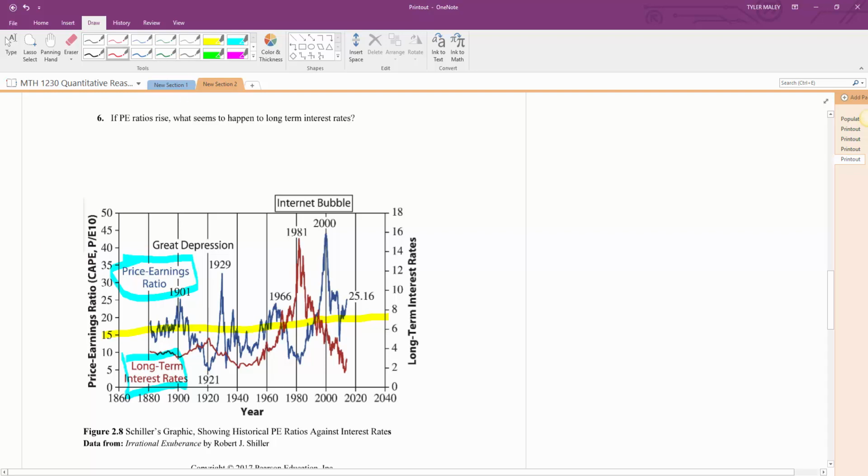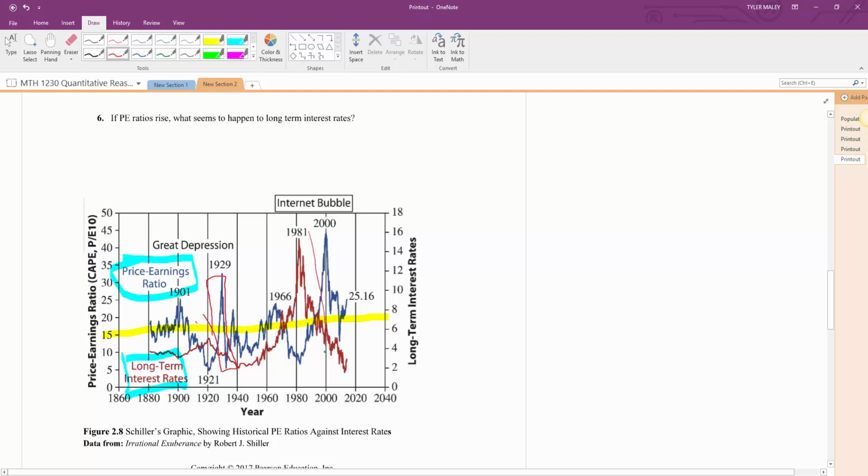So if I look at, for example, this chunk, notice here the blue is PE ratios. That's going up in this range. So let's see what's going on in the red. The red is going down. So the long-term interest rates are going down. Let's see if that seems to happen elsewhere on the graph. So let's find another spot where the blue is going up and see if the red is also going down.